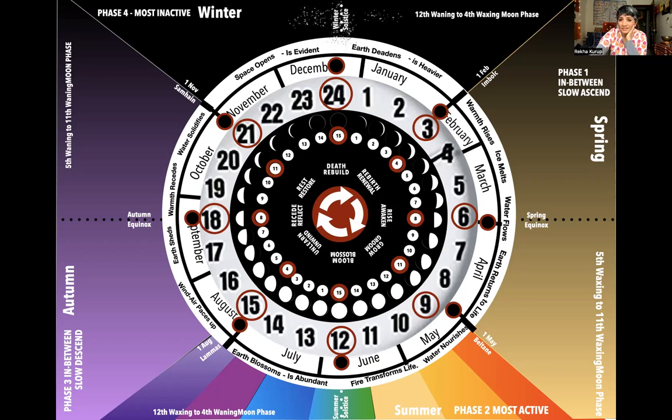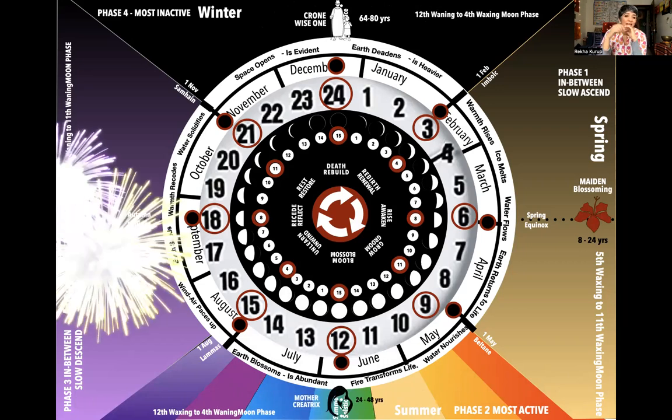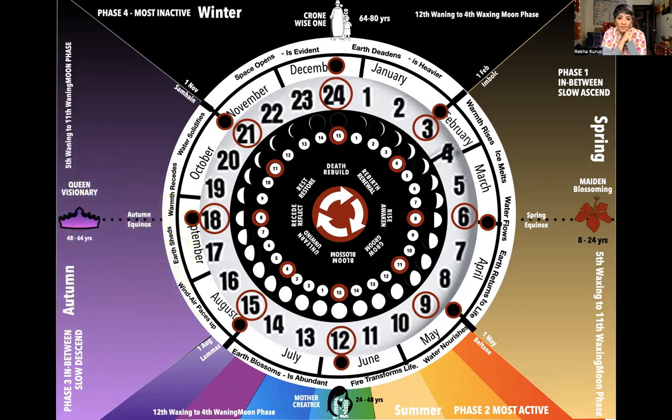And then we come to the life cycle. So you can see where the life cycle of the crone sits as winter. It is really the winter phase of our life. And then we have the maiden phase of our life. Then we have the mother phase of our life and the queen and visionary phase of our life. So these are the 4 phases of life, and the metamorphic pit stops are here, starting with the birth, the death and birth.